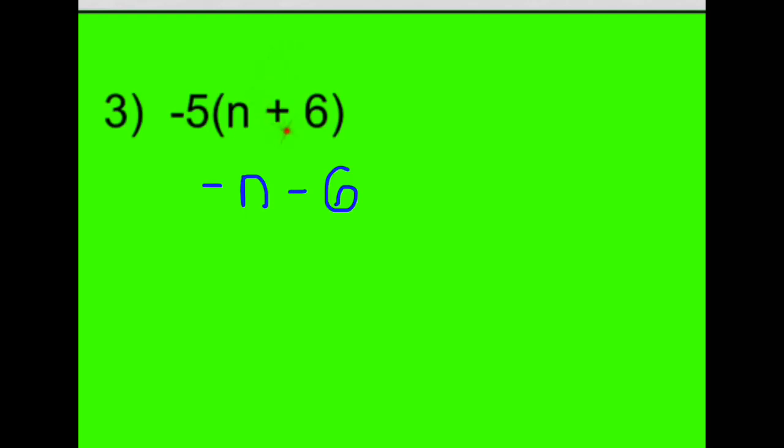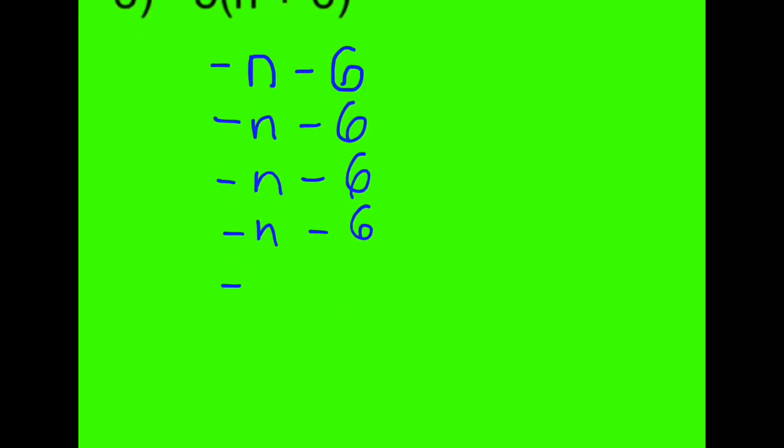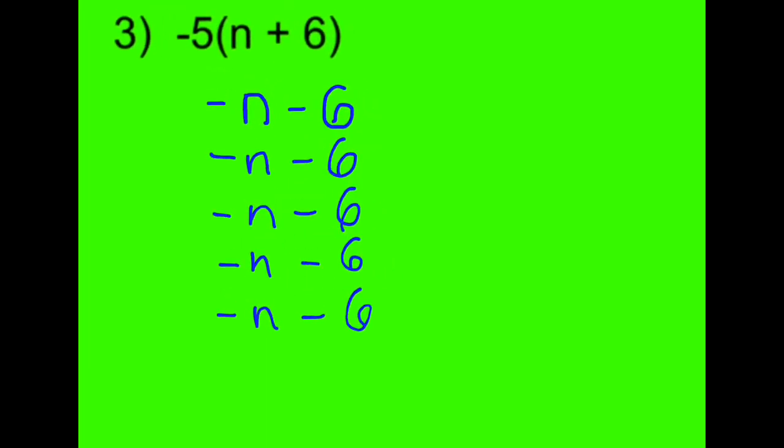So the opposite of positive 6 is negative 6, the opposite of positive n is negative n. And we're going to do that 5 times. Negative n minus 6, negative n minus 6, negative n minus 6. Keep on going. Negative n minus 6, 5 times. And remember, even though we don't see it in front of each of those n's, there's a 1.